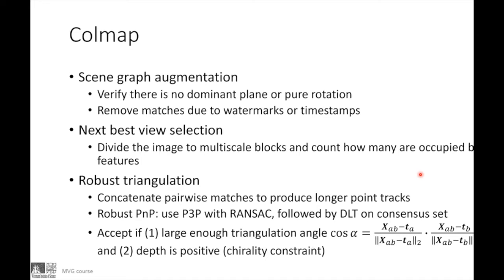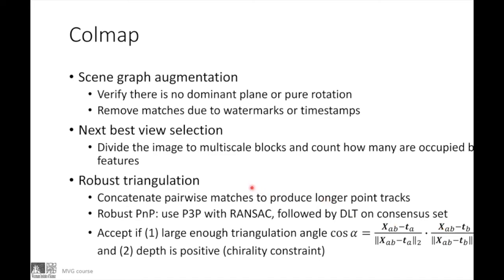Could you explain again, what is this angle? Between what and what? So this angle is, take the 3D reconstructed point, that's XAB here. And take the vector from it to the center of camera A and the vector from it to the center of camera B. The angle between these two vectors, the ray from camera A to XAB and the ray from camera B to XAB, this angle you want to be large.